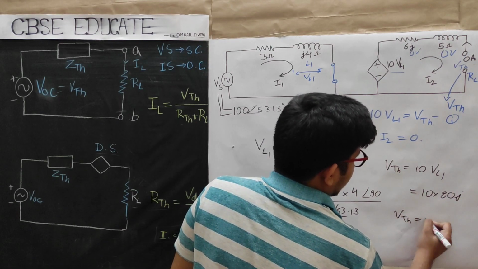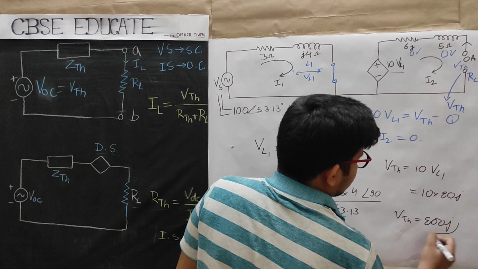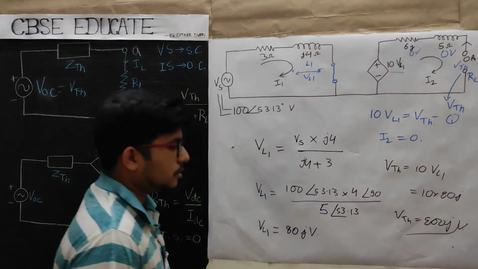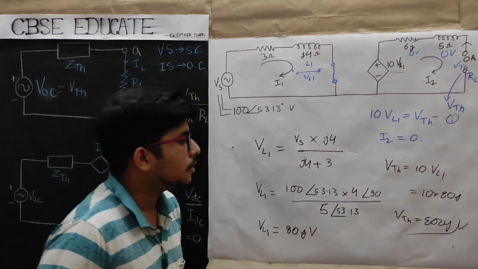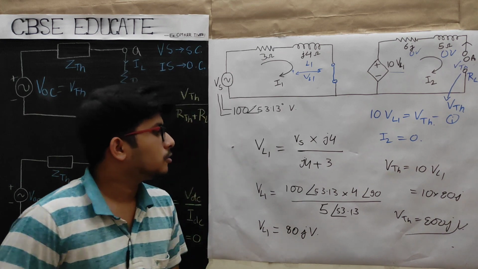80J. So we will get here the answer as 800J voltage. This was the answer. Or you can also convert this into polar form, then you can multiply this. Okay, so now come to the next question.